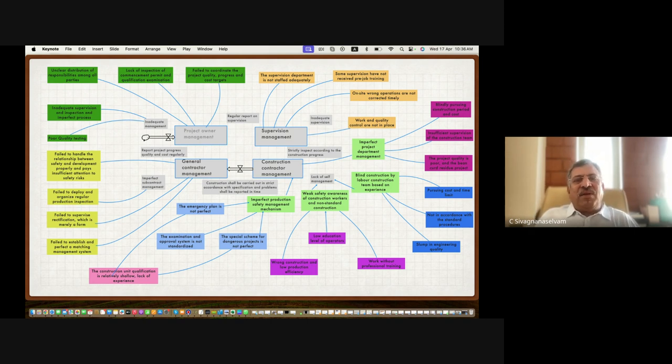And last but not the least, the emergency plan is not perfect. If there is no emergency plan in place and the examination and approval system is not standardized, every time you cannot have a different parameter or different certification idea. There should be a system. More than the people running the organization, the system should run the organization. At the construction site, if you have systems in place right from the beginning for quality audit and safety audit, the system will take care of the rest of the activities.